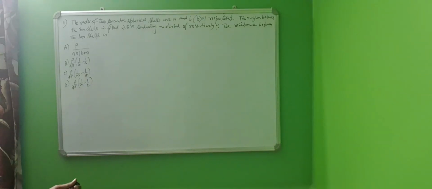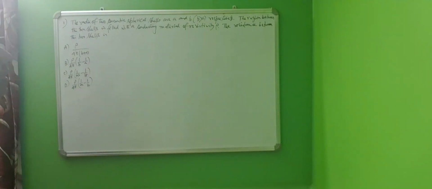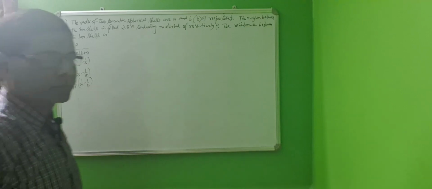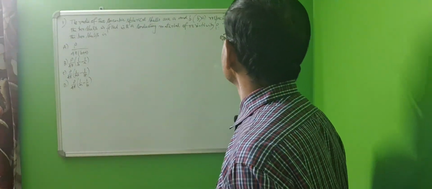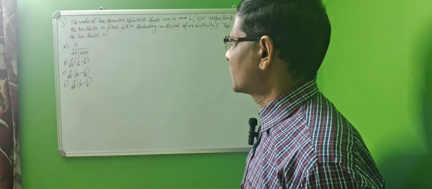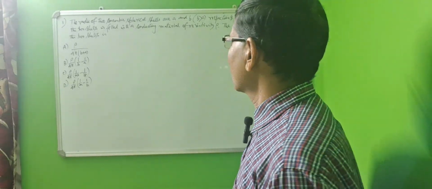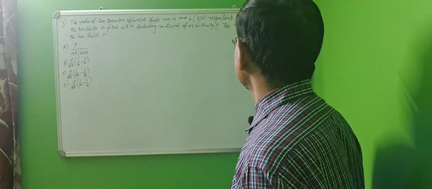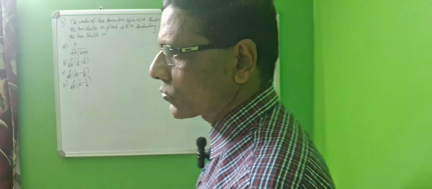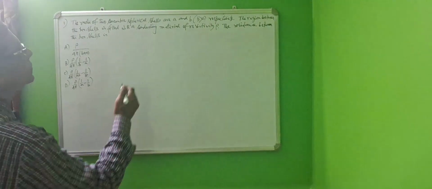The radii of two concentric spherical shells are given as A and B, where B is greater than A. The region between the two shells is filled with a conducting material of resistivity rho. We have to find the resistance between the two shells.